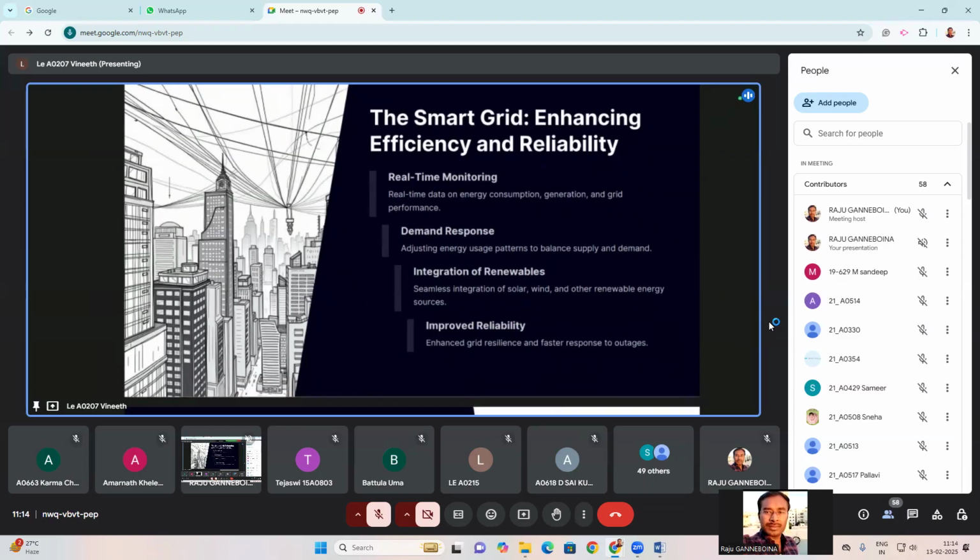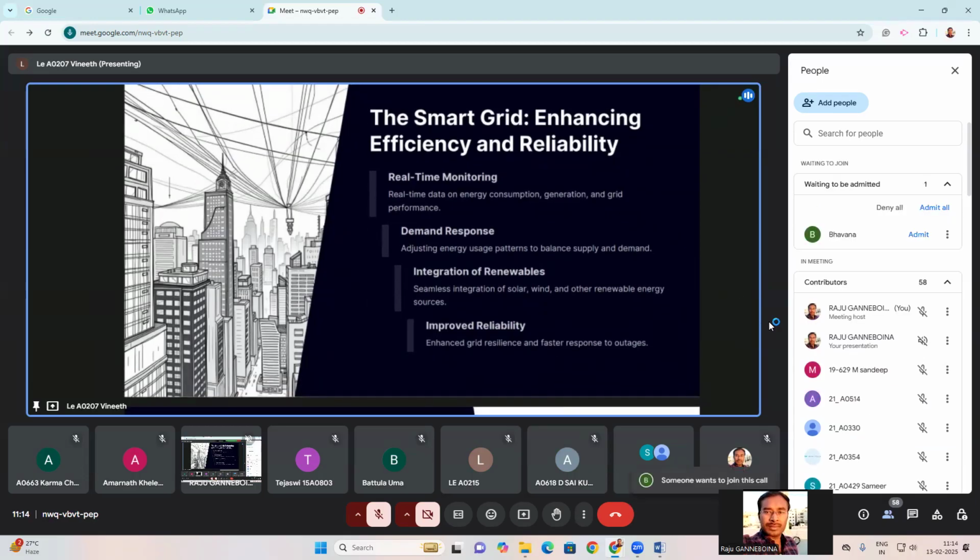Next one is demand response, adjusting energy usage patterns to balance supply and demand. As we know, the demand does not stay consistent throughout the day, and not necessarily throughout the year. So based on the cycle of the demand, whenever there's a peak demand, we need to increase our generation to a peak. Whenever there is low demand, we can reduce our generation. So this adaptive nature should be available in our smart grid.